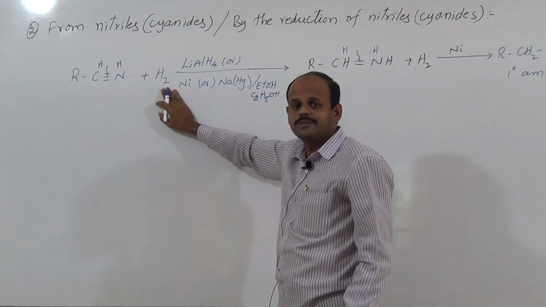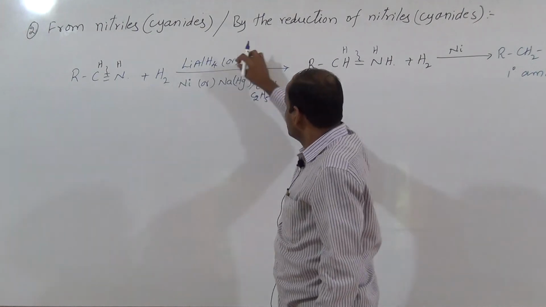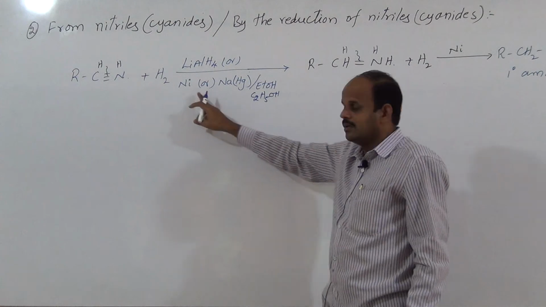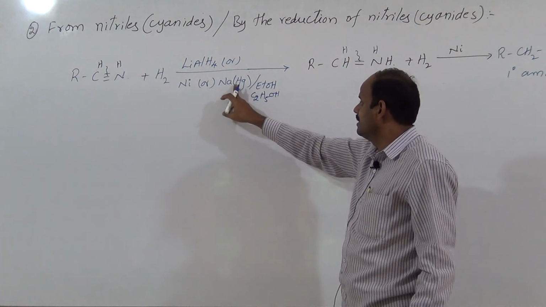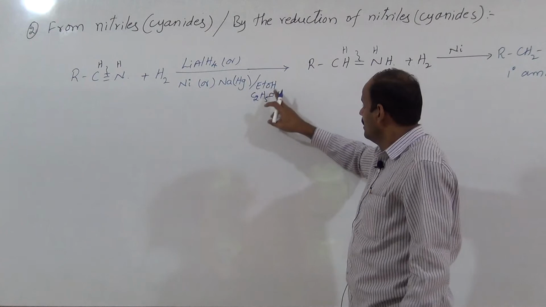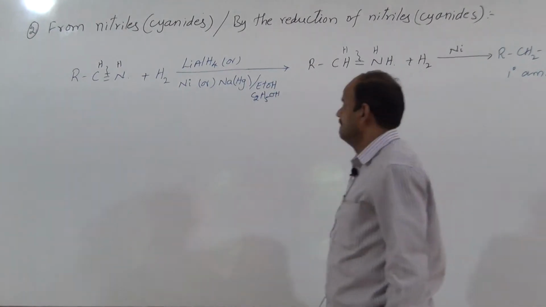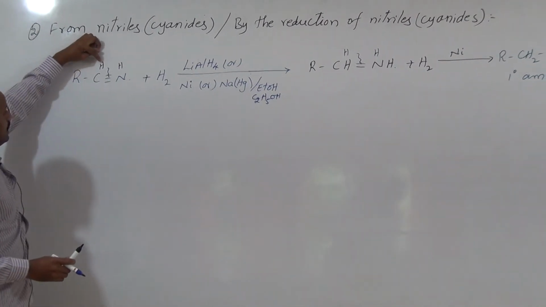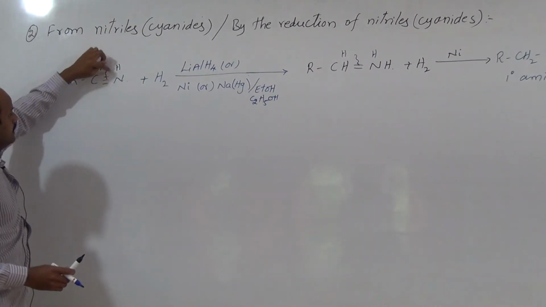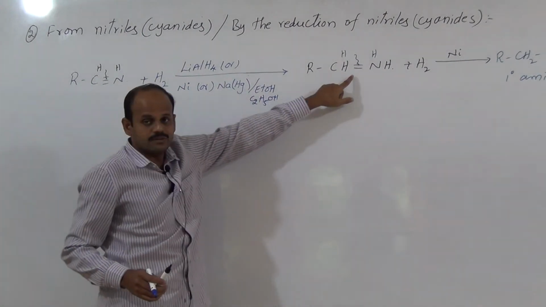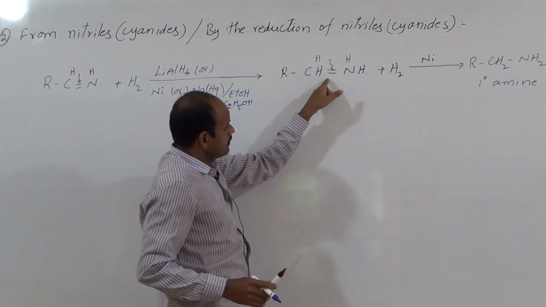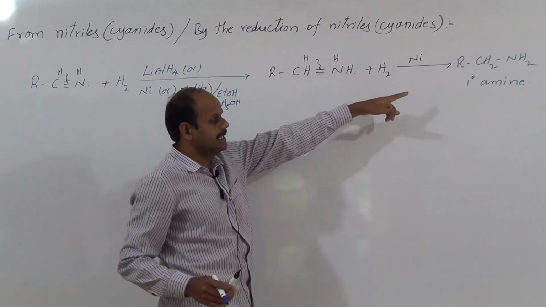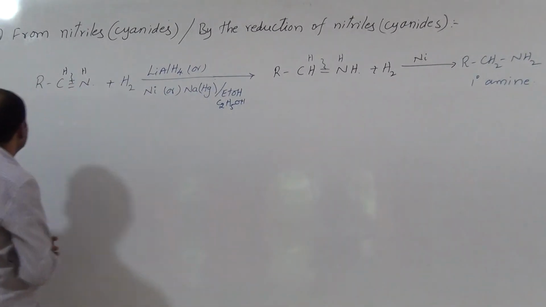Thus we can prepare primary amines from nitriles or cyanides by reduction. Reduction is nothing but addition of hydrogens only, in the presence of any catalyst like lithium aluminum hydride or nickel. Sodium amalgam also acts as a reducing agent in ethyl alcohol. First one bond breaks down and hydrogens are added to both sides, carbon and nitrogen. Thus we get the imine, which undergoes further reduction. Again one more bond breaks down. Thus we get finally primary amines.